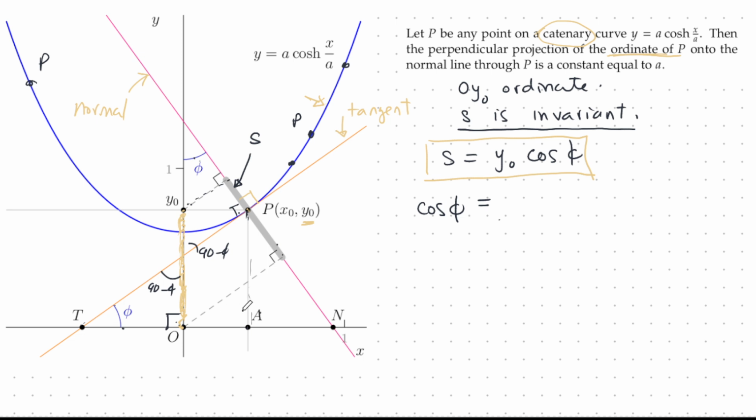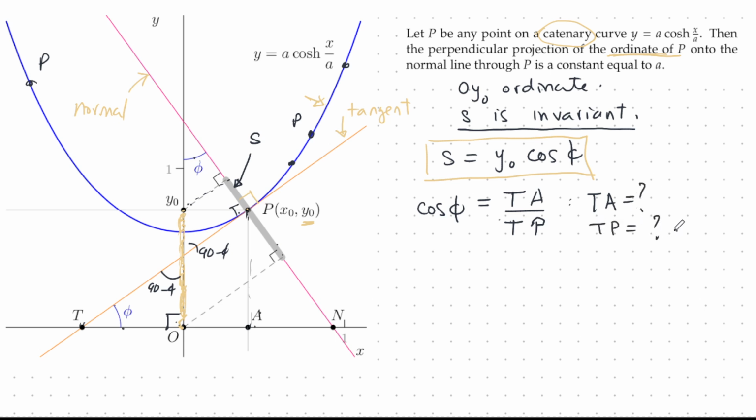So I want to divide TA divided by TP. We just have to choose something careful. Let's see if that works. TA is the adjacent and TP is the hypotenuse. So TA divided by TP gives me cosine phi. Great, that's good.